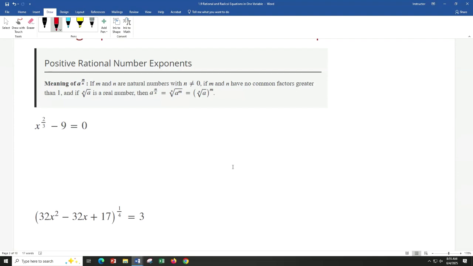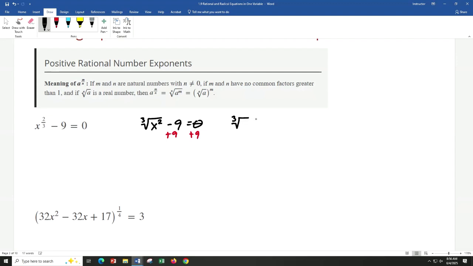And then the numerator is always the power of the radicand, or the inside number. Remember the radicand is the number on the inside. You don't remember that? Fine, just think of the inside part. So I can rewrite this as the cube root of x squared, minus 9, all equal to 0. Well, how about we get that thing alone? Let's come in here very carefully and add 9 to both sides.